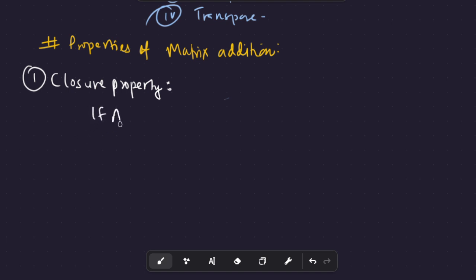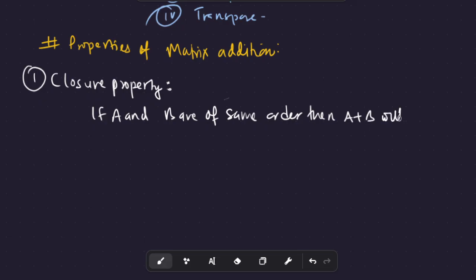Like if A and B are of the same order, then A plus B will have the same order as well. If the two matrices A and B do not have the same order, then they cannot be added. And if they are compatible for addition, then the result will also have the same order.